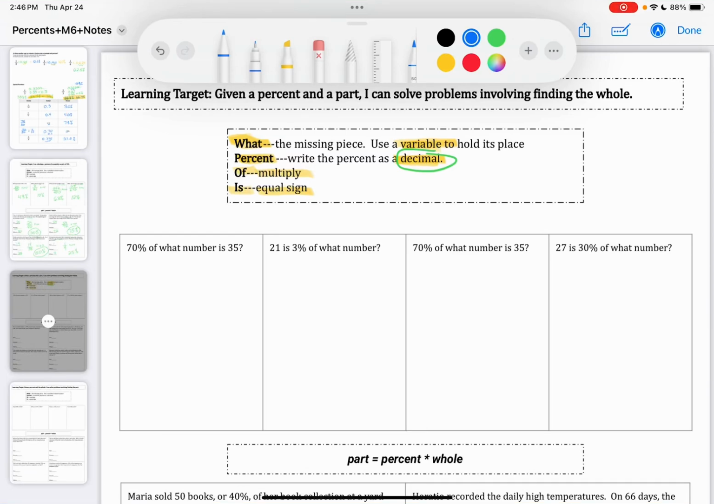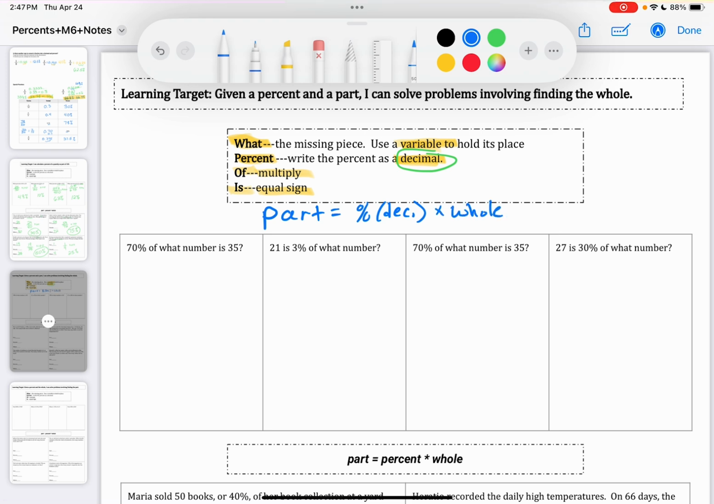All right, Math 6. So this is finding the whole if you have a percent and you know the part. So this is like, what did you start with? The percent of whatever you started with gives you the part. So we're going to use this formula called part equals the percent as a decimal times the whole.